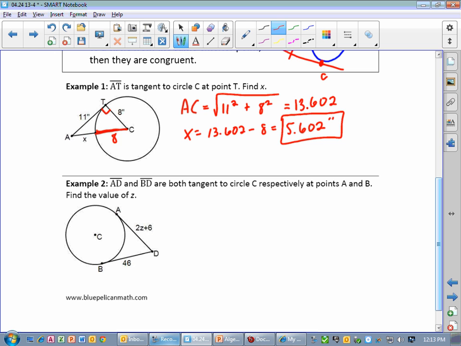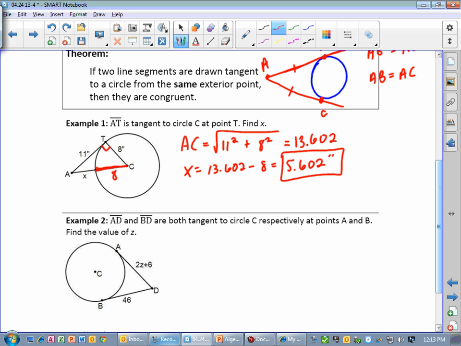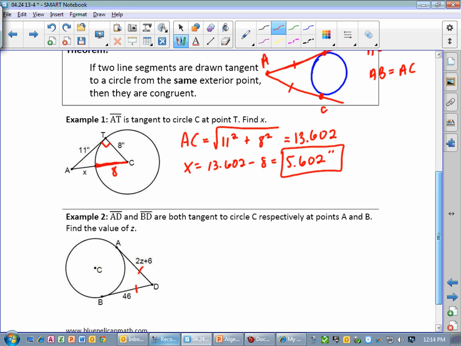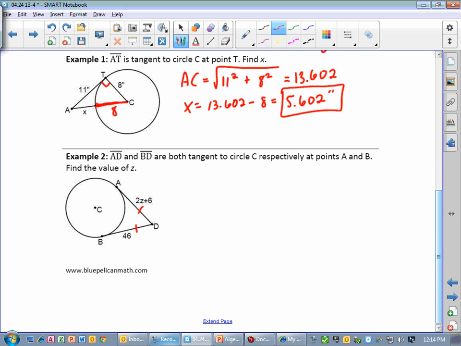And the second theorem up here says if you have two segments that are drawn tangent to a circle from the same exterior point, then they're congruent. So that tells us that these must be congruent. Which means that 2z plus 6 must equal 46. And that's an equation we can solve.